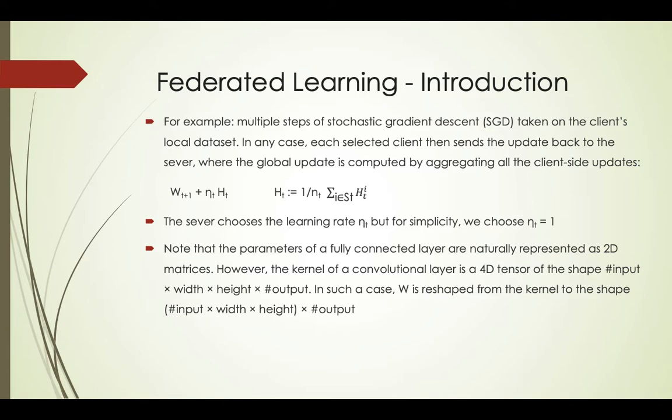Note that the parameters of a fully connected layer are naturally represented as 2D matrices. However, the kernel of a convolutional layer is a 4D tensor of the shape number of inputs multiplied by width multiplied by the height multiplied by the number of outputs. In such a case, W is reshaped from the kernel to the shape of number of inputs multiplied by the width, the height, and then multiplied by number of outputs.